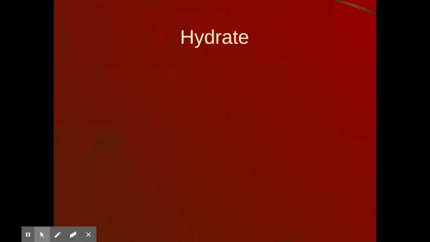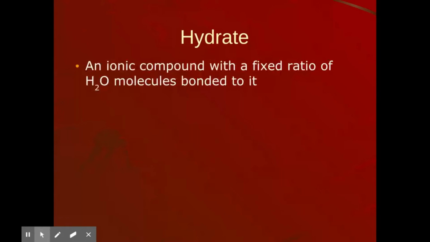We're going to take a look at this. This is a hydrate problem. So hydrates are ionic compounds that have a fixed ratio of water molecules chemically bonded to them. And their formulas are written a little bit odd.